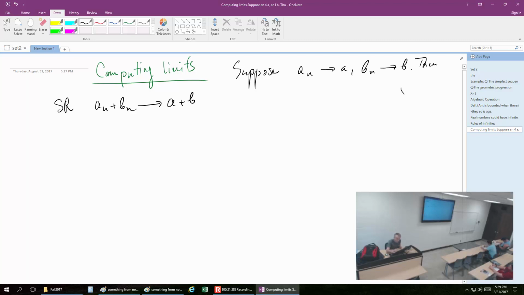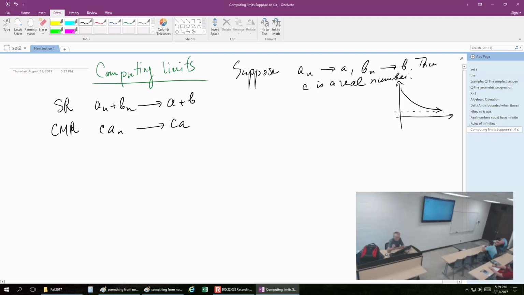You actually see it in pictures maybe even like this. Have you seen pictures like this, indicating that there is this process of convergence, say, of a curve that is getting closer and closer to a certain horizontal line? Anyway, then we have the difference rule, and the constant multiple rule: C An goes to C A, where C is a real number. Then we have the product rule: An times Bn converges to A times B. And finally the quotient rule: An over Bn converges to A over B, provided B is not equal to zero.